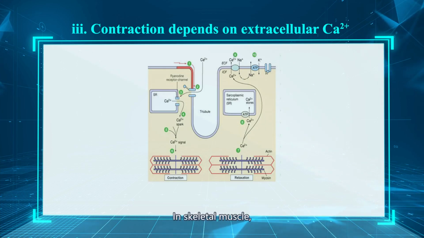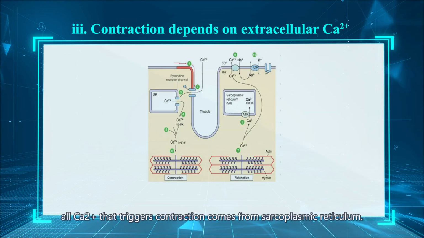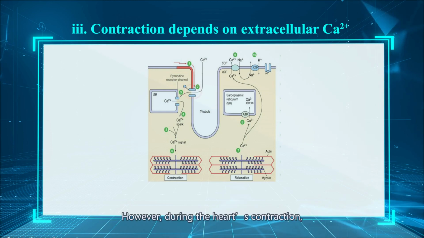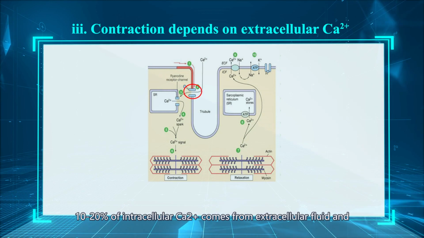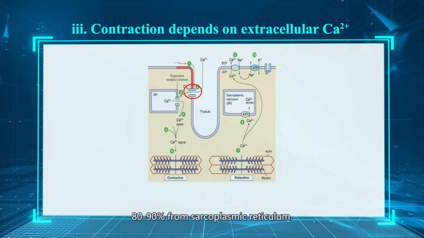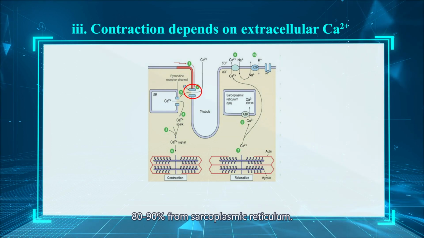The third, myocardial contraction depends on extracellular calcium. In skeletal muscle, all calcium that triggers contraction comes from the sarcoplasmic reticulum. However, during the heart's contraction, 10 to 20% of intracellular calcium comes from extracellular fluid, and 80 to 90% from the sarcoplasmic reticulum.